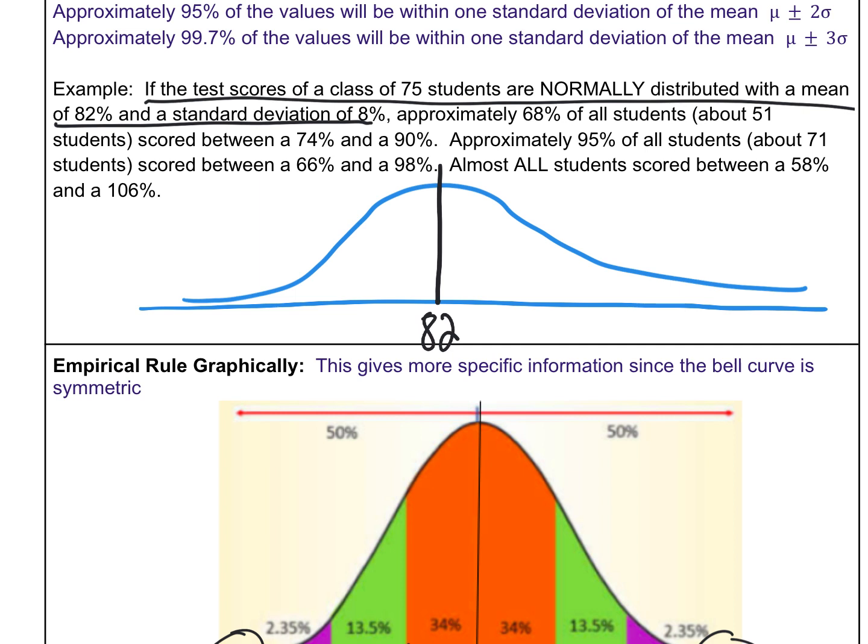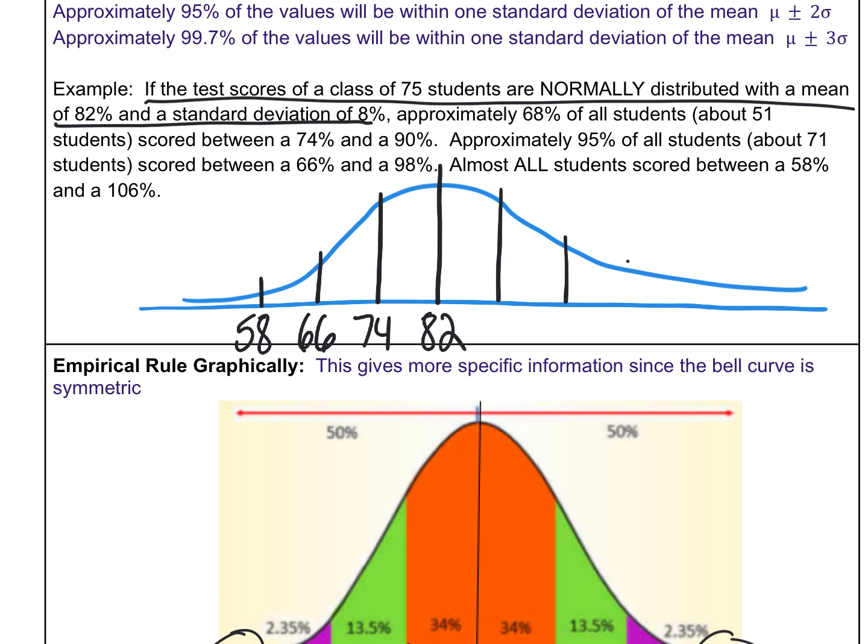And then I need 3 standard deviations left. Each of those numbers is 1 standard deviation away from 82. So first, I need to know what my standard deviation is. It is 8. So what's 82 minus 8? 74. What's 74 minus 8? 66. And 66 minus 8? 58. Perfect.